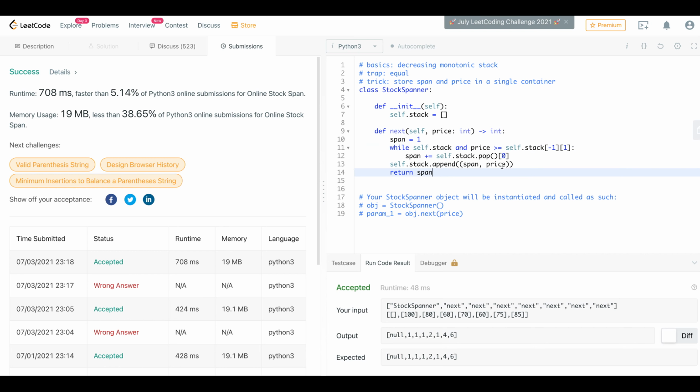So the logic is you want to track all the previous prices and the span. So when you pop them out, you accumulate that span rather than having to track the index and restore all the values.